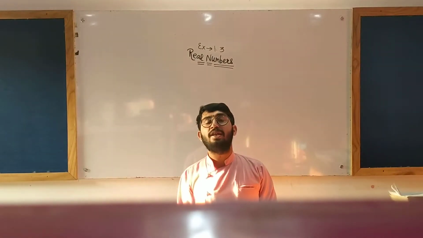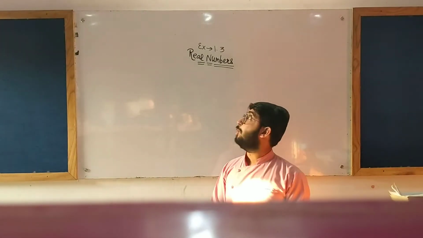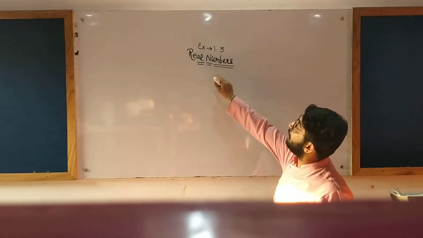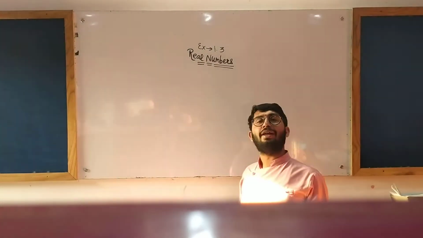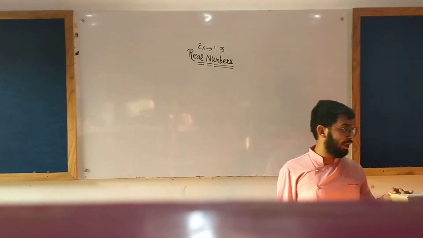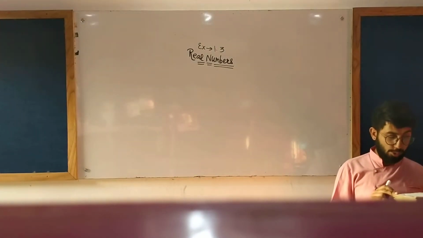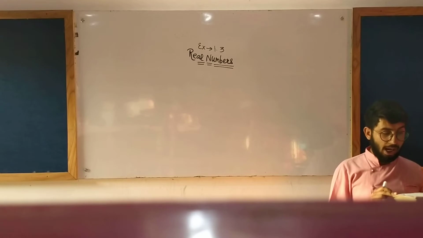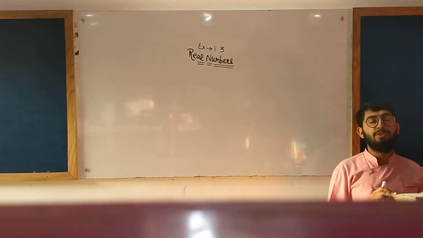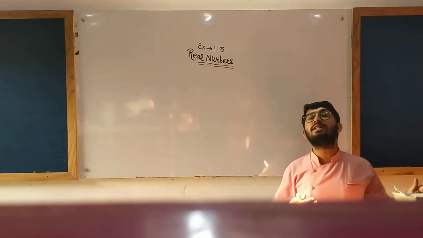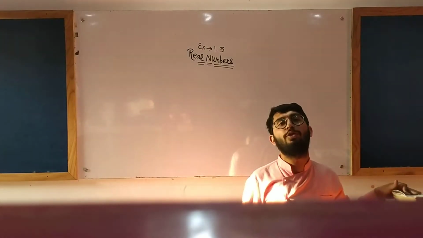Welcome back, students. Now we are doing question number 3 of exercise 1.3 of chapter number 1, that is real numbers. I am reading question number 3. It is saying: express the following in the form p by q, where p and q are integers and q is not equal to 0. That is, we are to express the given numbers in the rational number form.